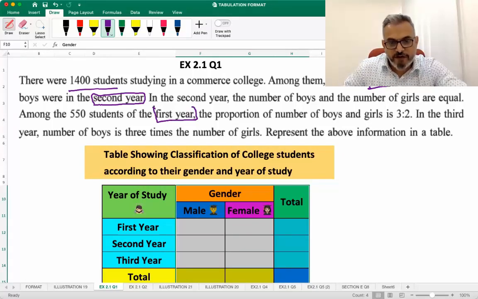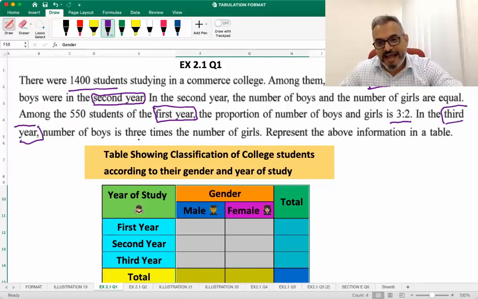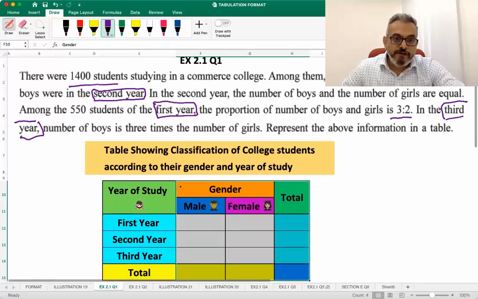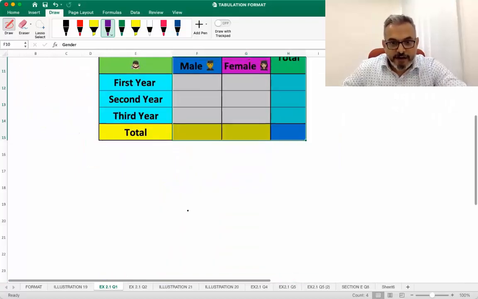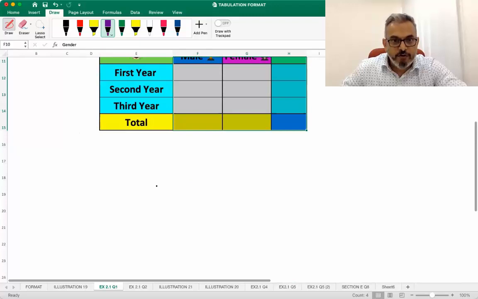So we have first year, the proportion of number of boys and girls is 3:2. In the third year, the number of boys is 3 times the number of girls. Represent the above information in a table. Now, first, let's make a rough working and understand what exactly is given over here.